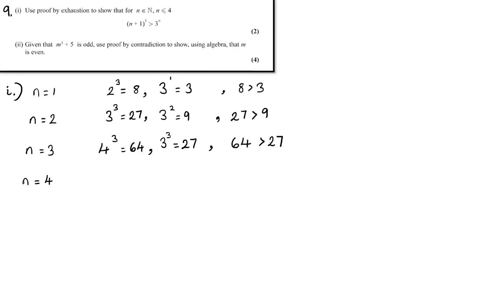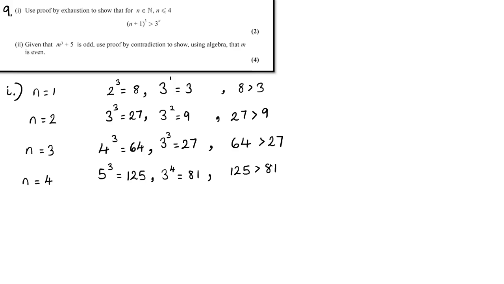And finally, let's just show this is true for n equals 4. So what I've got here is 5 to the power of 3, which is 5 cubed, giving us 125. And I've got 3 to the power of 4 here, which is 81. And again, one more time, we show this is true because 125 is greater than 81.